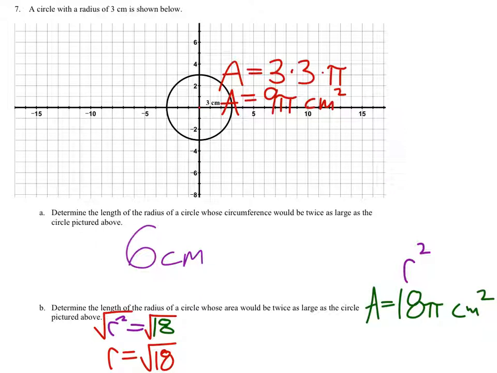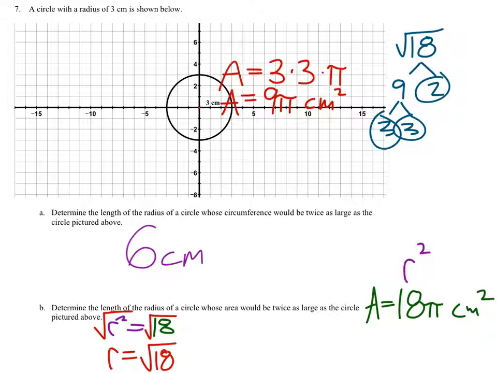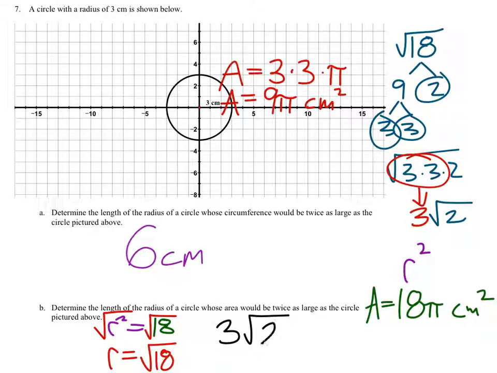However, we need to simplify the square root of 18. We can simplify this: 9 and 2, 3 and 3. So we've got a pair of 3's and a 2. So the square root of 18 is really the square root of 3 times 3 times 2. And with this pair of 3's, remember they go on a date or something like that. So they go out as one 3, times the square root of whatever's left, which is 2. So this is actually 3 times the square root of 2 centimeters for the radius.